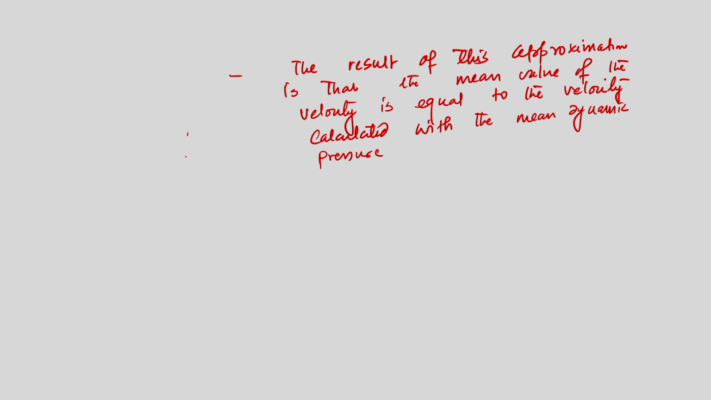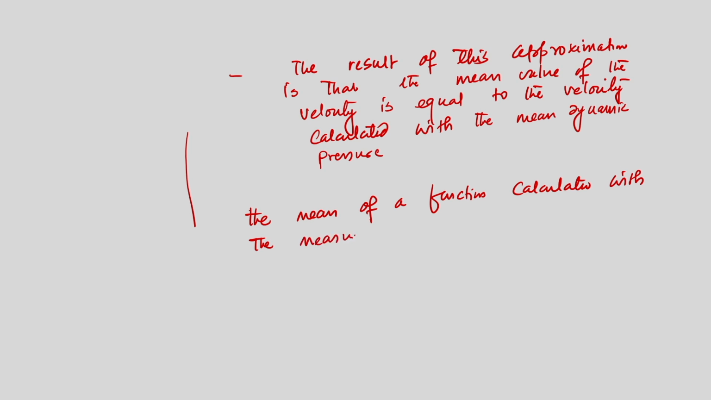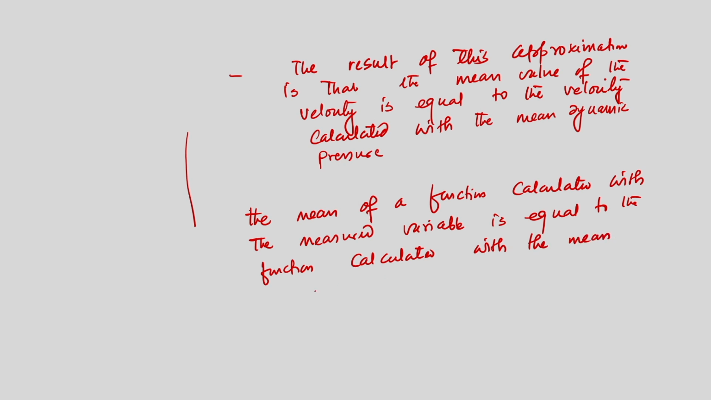That means, from this exercise we would like to draw an important conclusion: the mean of a function calculated with the measured variable is equal to the function calculated with the mean value of the measured variable, provided the uncertainty is very small.